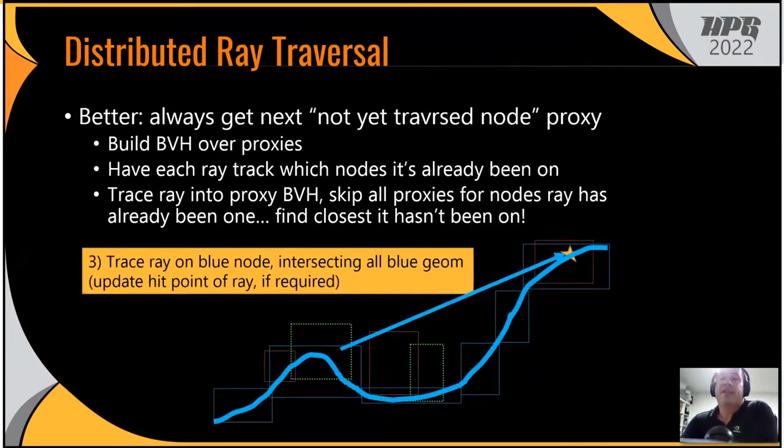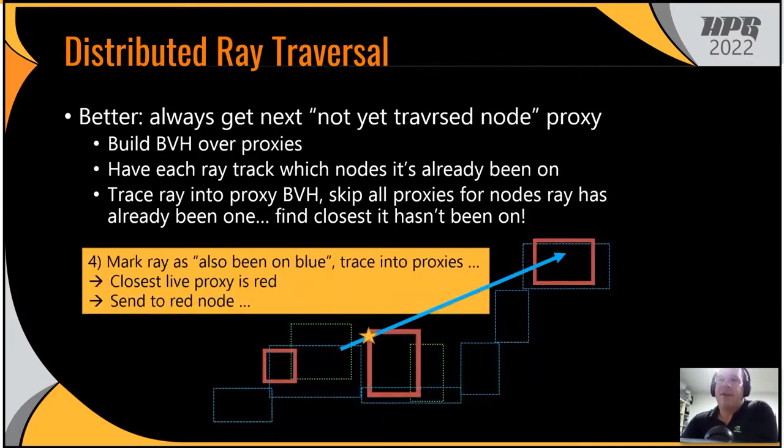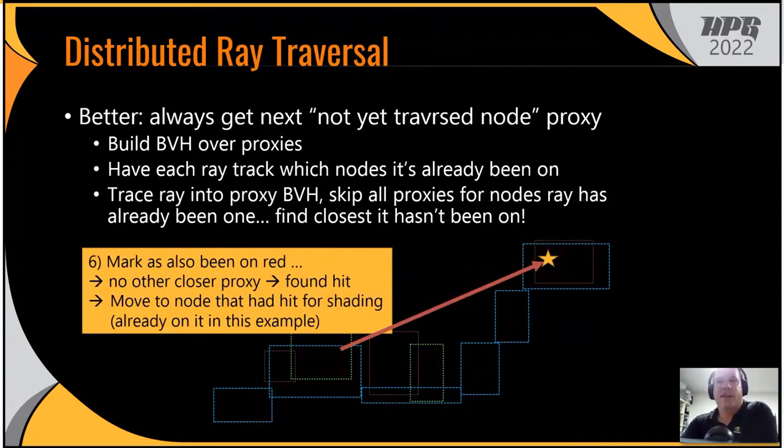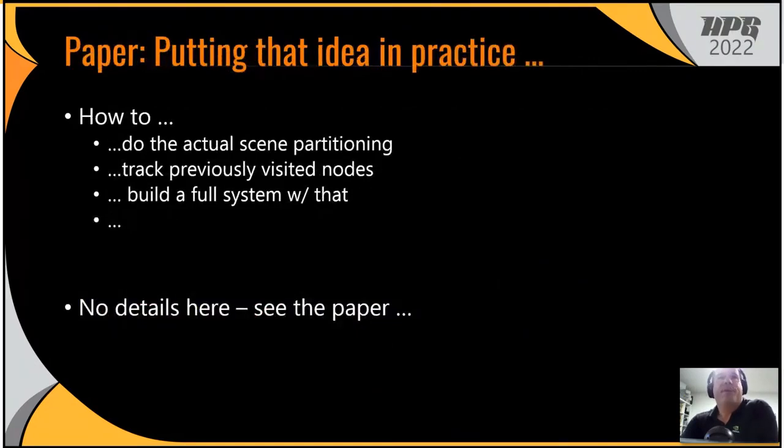The blue node intersects the blue geometry, and after that marks the ray as having been on blue, traces into the proxies, sends it to the red node, finds a hit point, we shade the hit point, etc. Right? So very simple. It's actually a bad example in a sense, because in this case, the ray actually had to go through all of the ranks to finally find the hit point. But I think it's easy to see if you think a little bit about it. If the proxies are good, then in many cases it doesn't. In many cases, the ray can very quickly narrow it down to 1 or 2 candidates that it has to traverse. And that's basically what we're after.